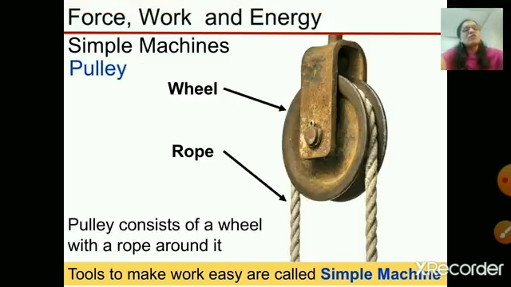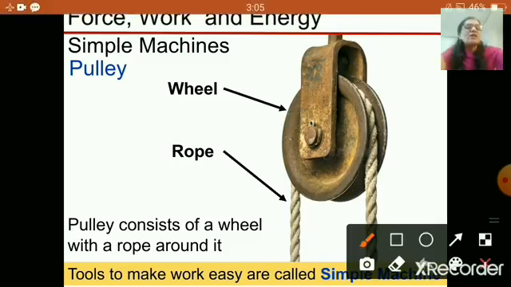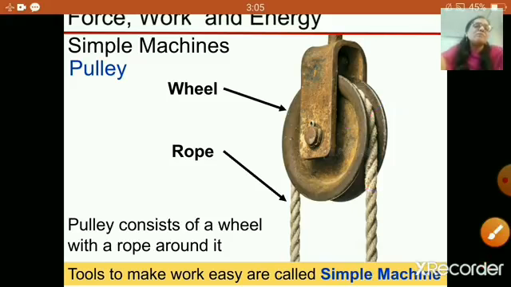Another type of simple machine is called pulley. This is very common, you must have seen it many times. It consists of a round wheel and a rope. The rope goes around the wheel, so that when the wheel moves, the rope also moves, and whatever things are attached to the rope will also move. This is how the pulley works.